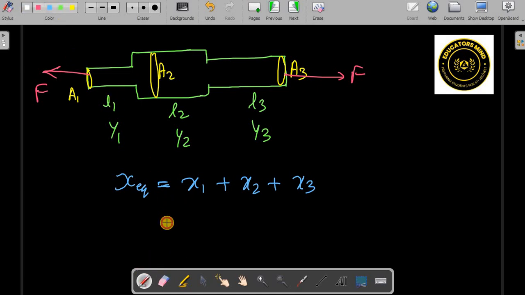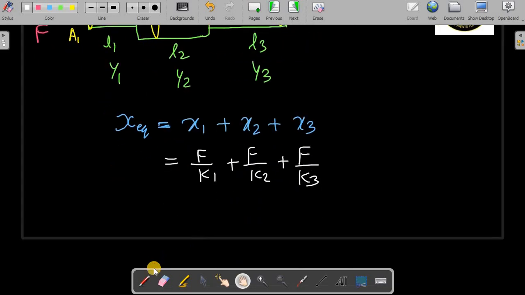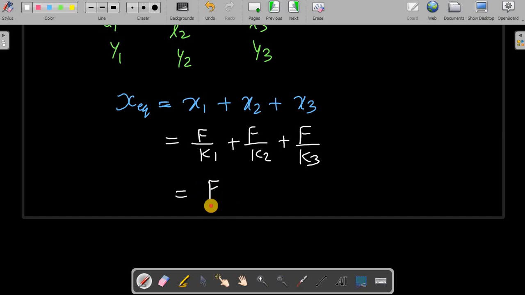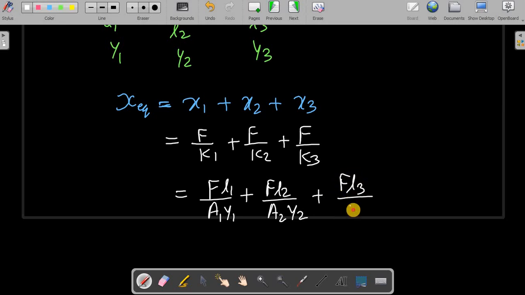Okay, let me put it here itself. So force by K1, force by K2. Here force is the same, force by K3. Again, K is nothing but AY by L. So A1 Y1 by L1. In the same manner you can write A2 Y2 by L2, right? So this way, total elongation, x equivalent, meaning net elongation, we can calculate.